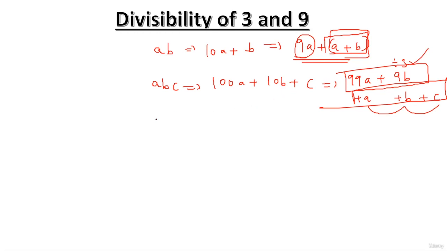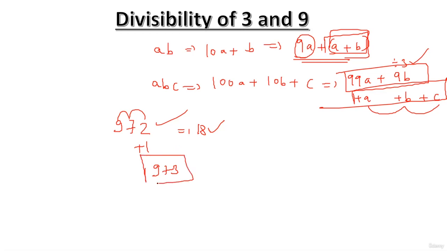Let's take, for example, a number like 972. If you add the digits, you get 9 plus 7, 16, plus 2, 18. 18 is a multiple of 3. So yes, 972 also is a multiple of 3. Now, what if I simply add 1 to 972? I will get 973. Now, 972 is a multiple of 3, and we have added one to it. That means when you divide this number by 3, you will obtain a remainder equal to 1. It means this is one more than a multiple of 3. So when you divide 973 by 3, the remainder will be 1.